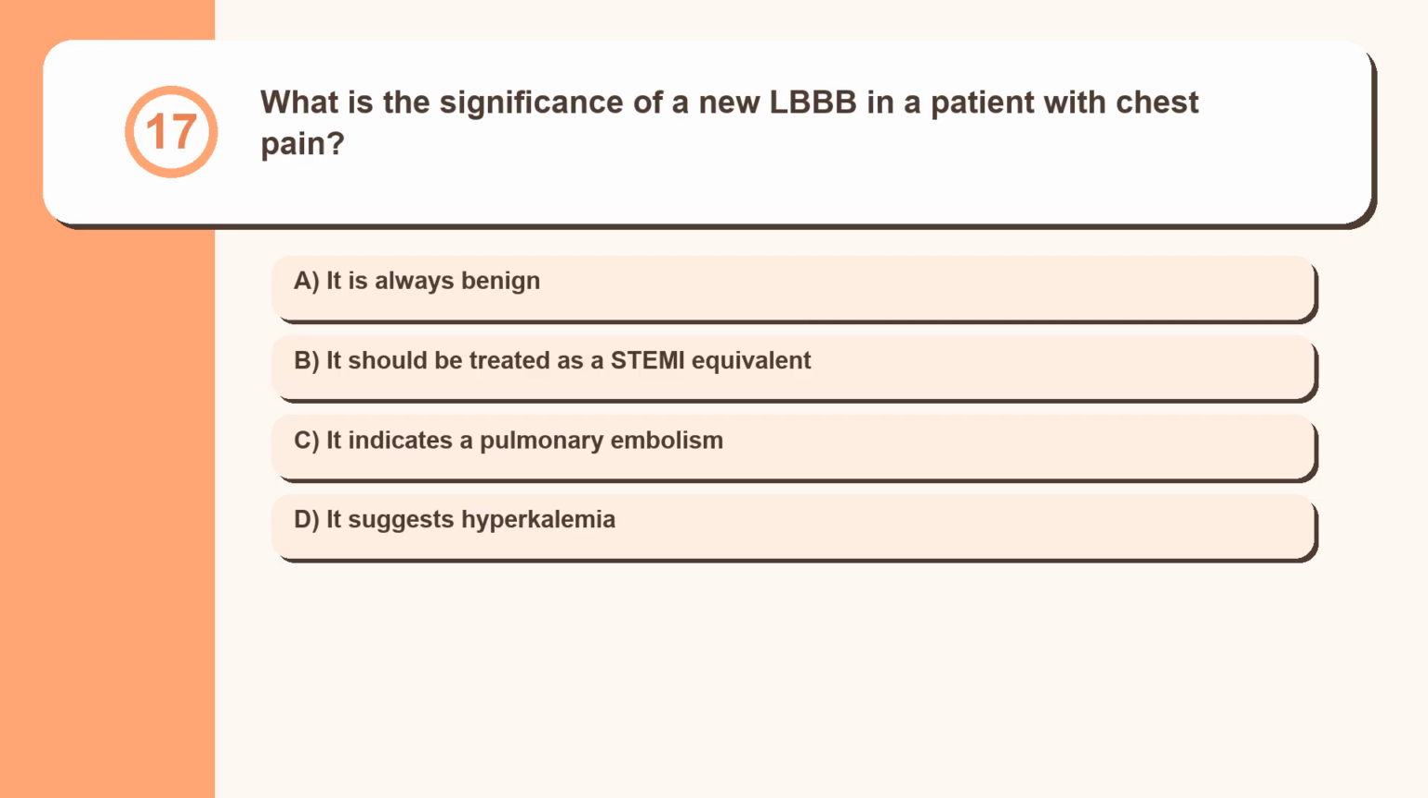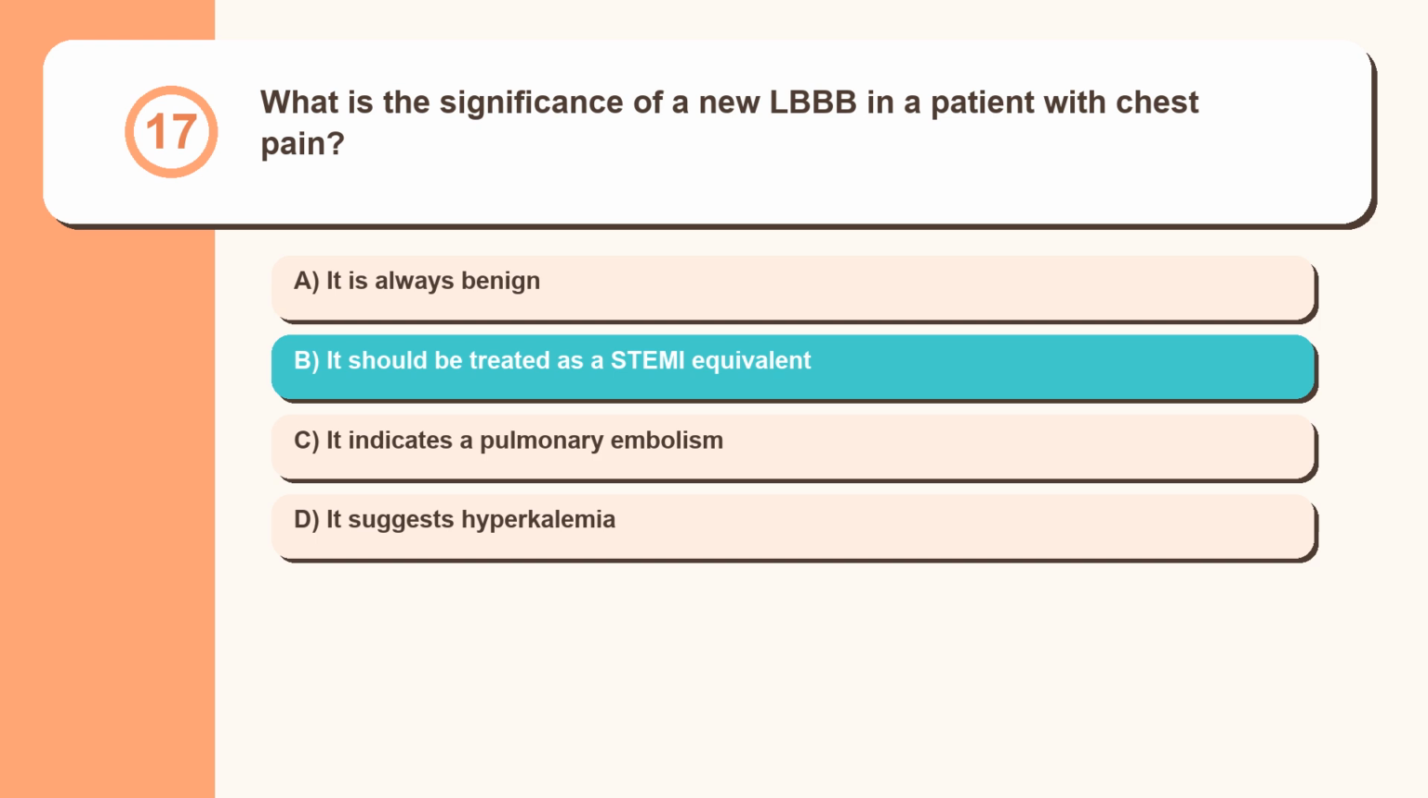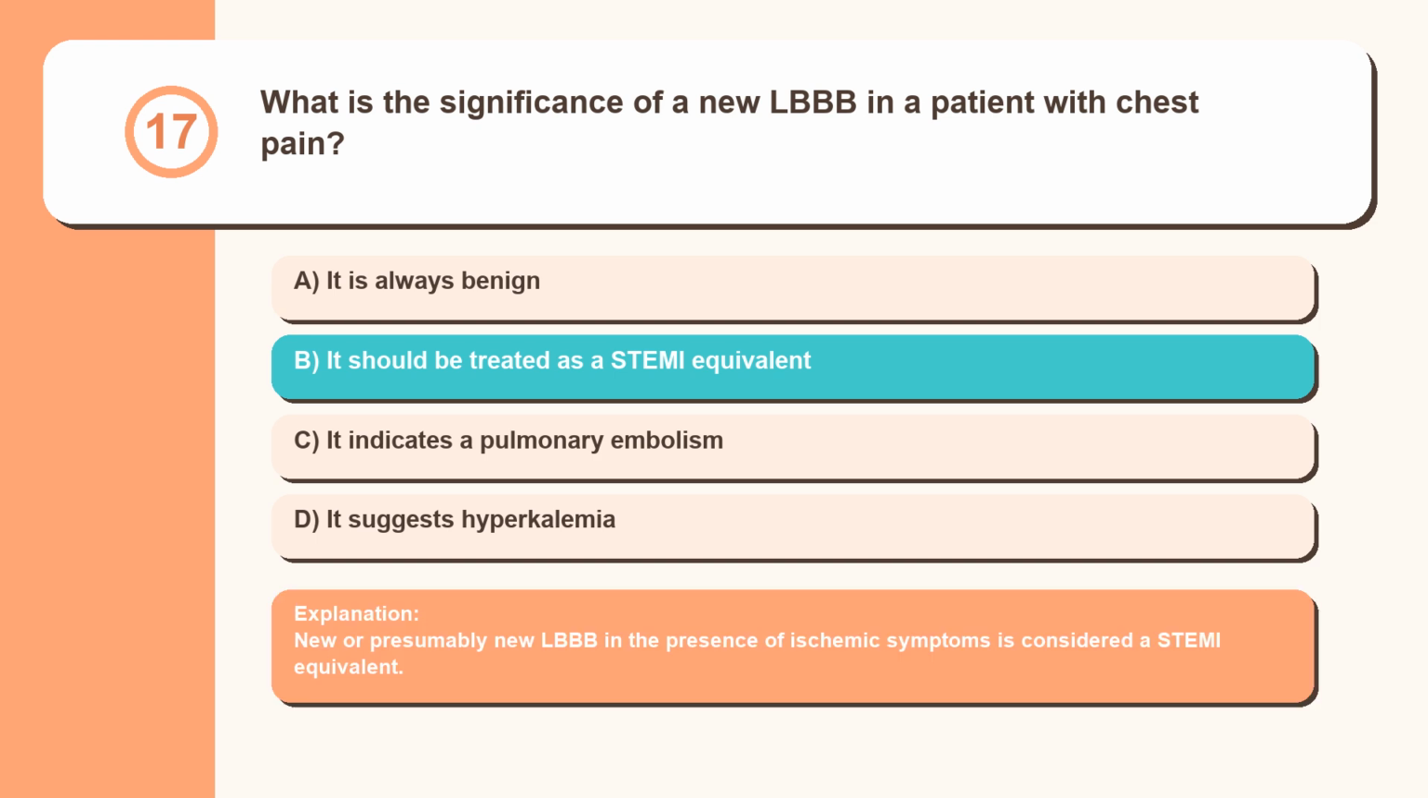Question 17. What is the significance of a new LBBB in a patient with chest pain? It is always benign. It should be treated as a STEMI equivalent. It indicates a pulmonary embolism. It suggests hyperkalemia. New or presumably new LBBB in the presence of ischemic symptoms is considered a STEMI equivalent.